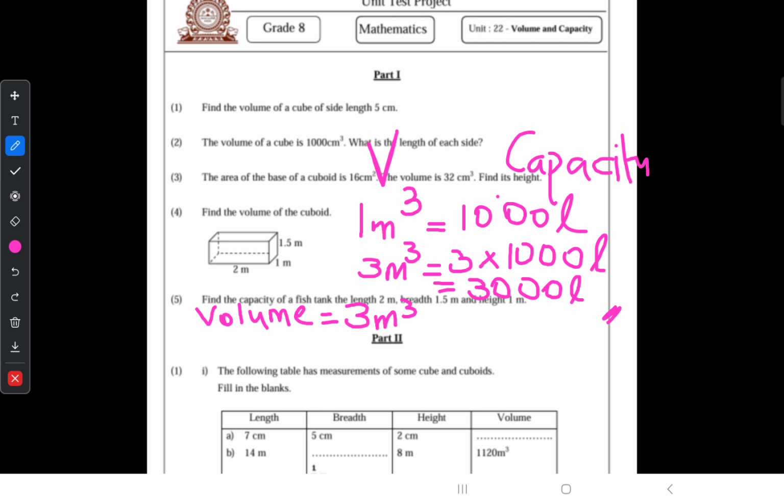Find the capacity of a fish tank. Volume we know, we have to think about the relationship between volume and capacity. So 1 meter cube equals 1000 liters. Similarly, 3 meter cube equals 3 times 1000. It's 3000 liters.